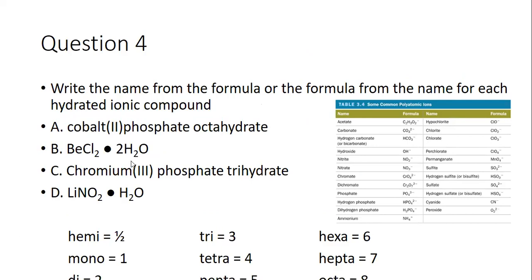All right, so what I want you to do is either write the formula for A and C, and then for B and D, I want you to give me the names. I have the polyatomic ion list on the right. Remember that you're going to have to know that when it comes to test time, so I hope you're reviewing that. And yeah, let's get started.